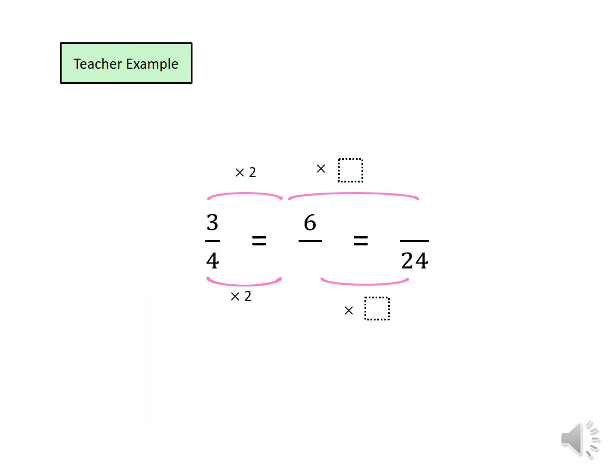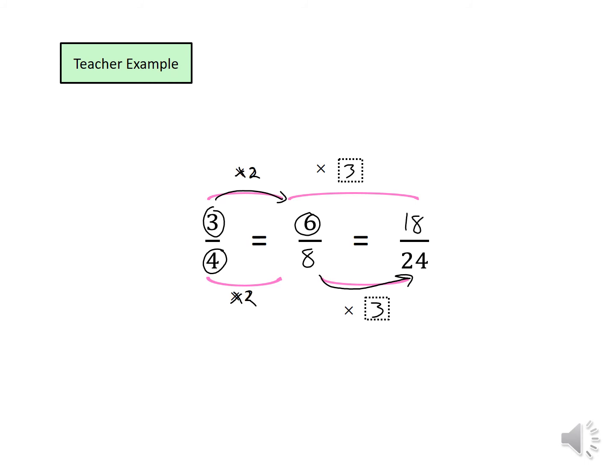Okay, here's one more example. So to go from 3 to 6 using multiplication, we have multiplied it by 2. We've multiplied the numerator by 2, so we're also going to multiply the denominator by 2. 4 times 2 gives us 8. Okay? So the denominator, to get from 8 to 24, we have multiplied the denominator by 3. So we're going to multiply the numerator by 3. So 6 times 3 gives us 18.